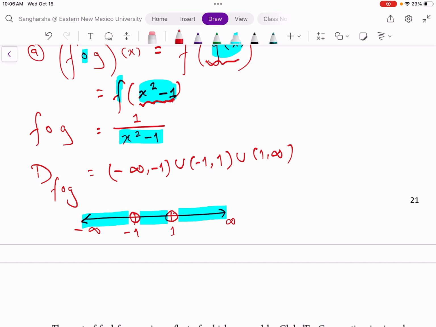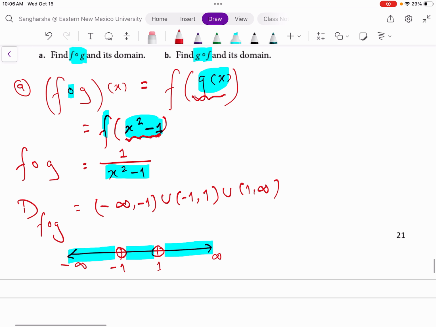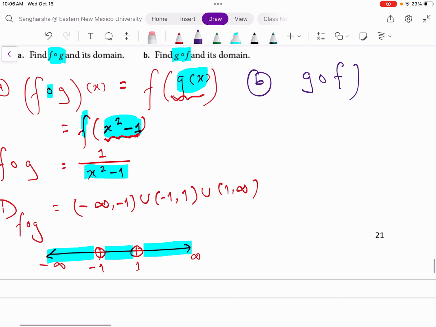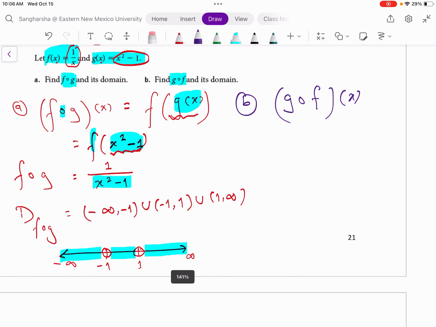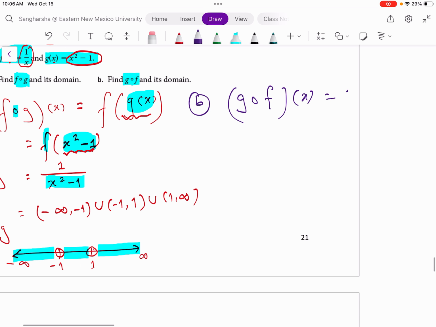Now let's go ahead and do number B. In number B, we are asked to find G composite F, which is the same as G composite of X. Now what is the definition? We have G as it is, and for the composite we replace X by parenthesis F of X. Okay, so this is the definition.